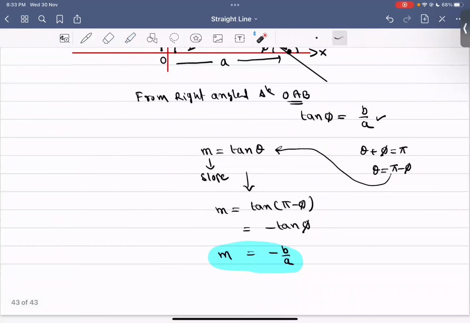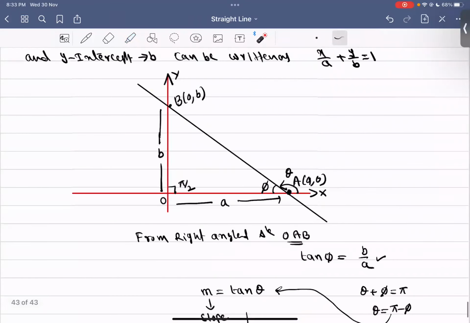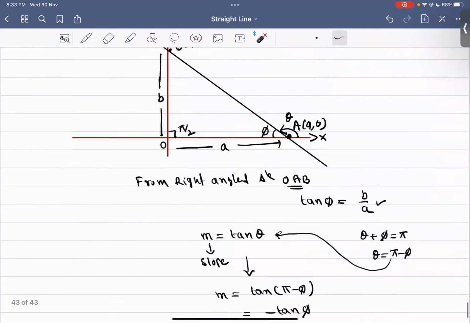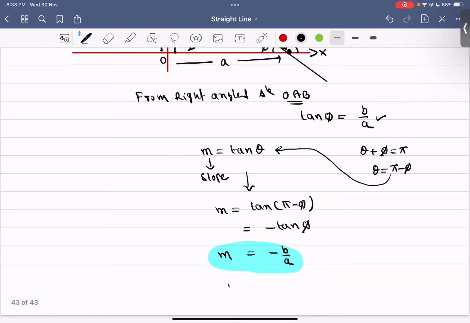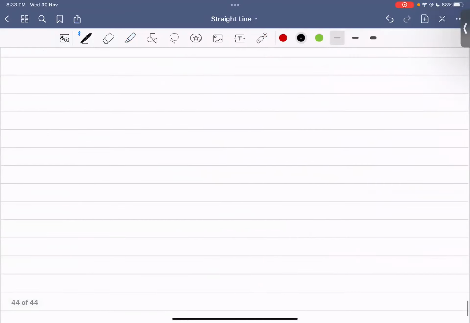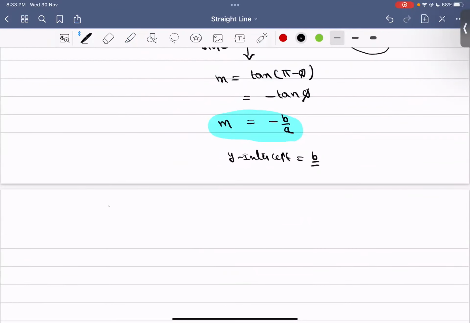And yes, slope we got. Now what is the placement of the line on the y-axis? b units. Here what is the y-intercept? b. Therefore y-intercept is b. Now we can write the equation of the straight line in slope intercept form. We know that the equation of the line in slope intercept form is y is equal to mx plus c. Here in place of m, we have minus b by a. In place of c, the placement is b.